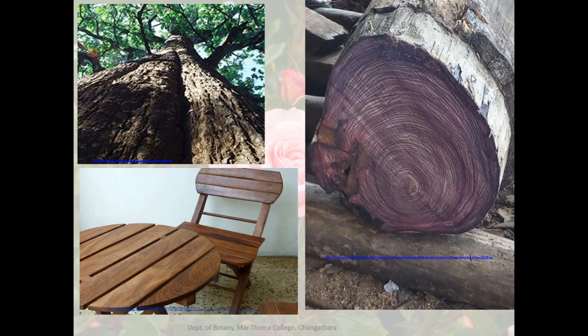So this is a tree of rosewood cut, and we can see that compared to the other wood, it is having a darker or a light pinkish color wood. So this is a furniture which is produced from the rosewood, and this is an example or a picture showing the rosewood tree.